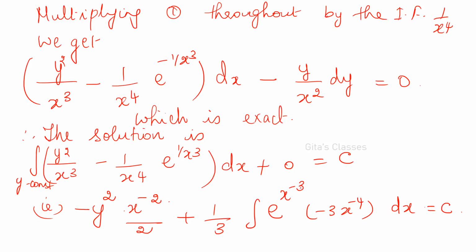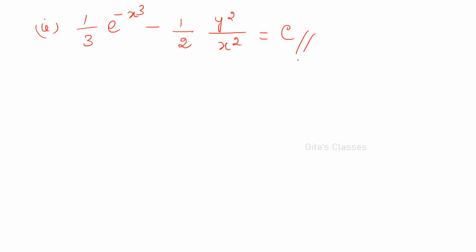So minus 3, if the differentiation is what? e power minus 3 into x power minus 3 minus 1. So minus x power 4. Here we have 1 by x power 4. 1 by x power 4 is x power minus 4. Only the constant is missing. So that is to be multiplied and divided by. Okay. Therefore, that is 1 by 3 into e power minus x cube minus 1 by 2 into y squared by x squared is equal to constant. This is the answer. Okay.